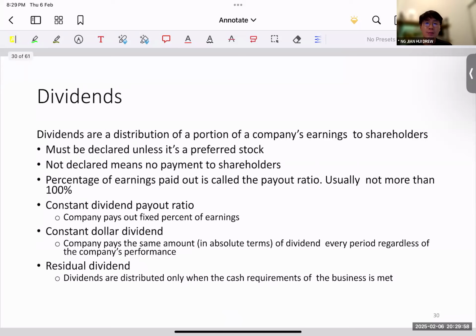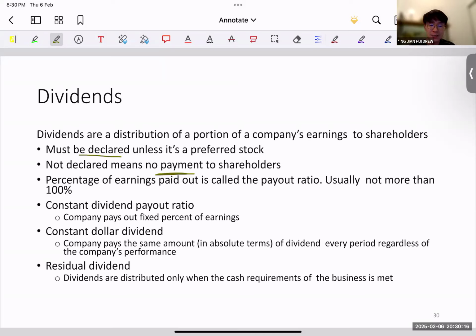So there are a few methods of distributing dividends. First of all, the dividends must be declared. Then they'll be paid. If it's not declared, it means that there's no payment to shareholders. So there's a declaration process.